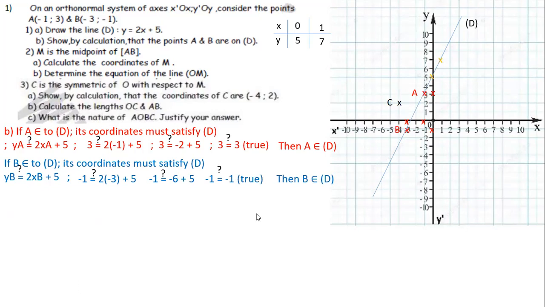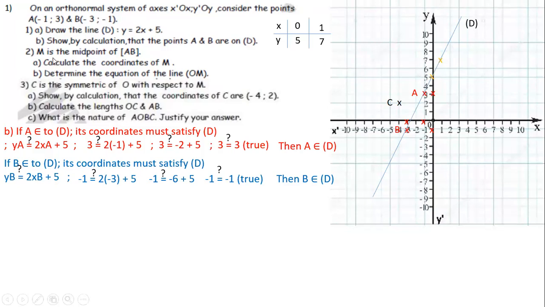This is how we always verify if a point belongs to a straight line. We replace the coordinates of the point in the given straight line. If we get two equal parts, then it belongs. If we get two different parts, then it doesn't belong. We repeat this question in many of the questions we are solving.